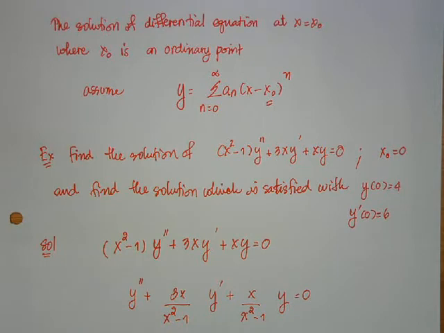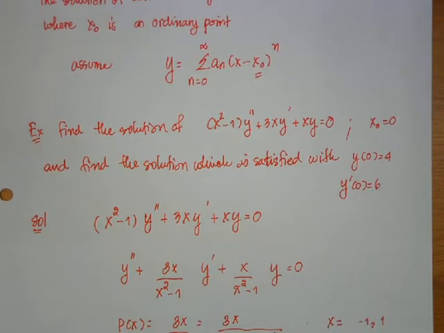So the way to do it, of course, is you check whether your x0 is an ordinary point or a singular point. If it is an ordinary point, you can assume it like this. But if it is a singular point, there's no way to do it because you haven't learned it, you just can't do anything.